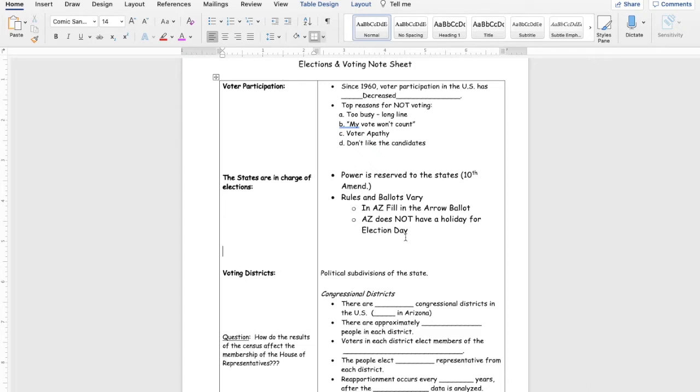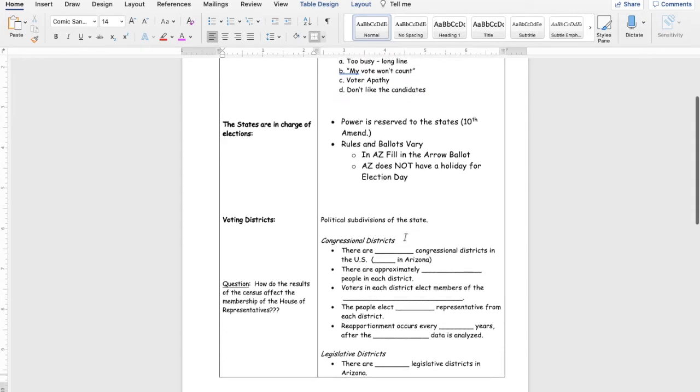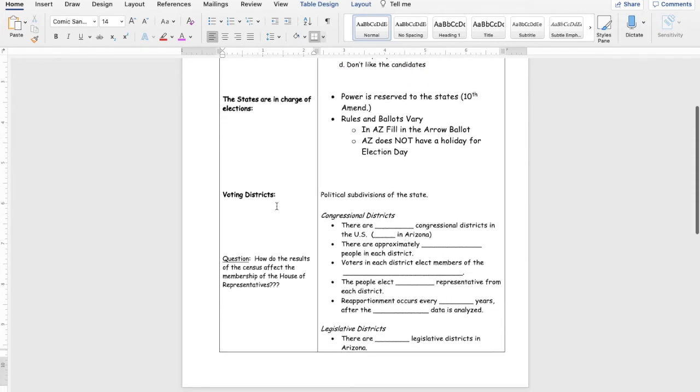Now, when talking about voting, we have voting districts. And voting districts are basically political subdivisions of the state. Now, there's two things you need to keep in mind here. There's congressional districts and there are legislative districts.